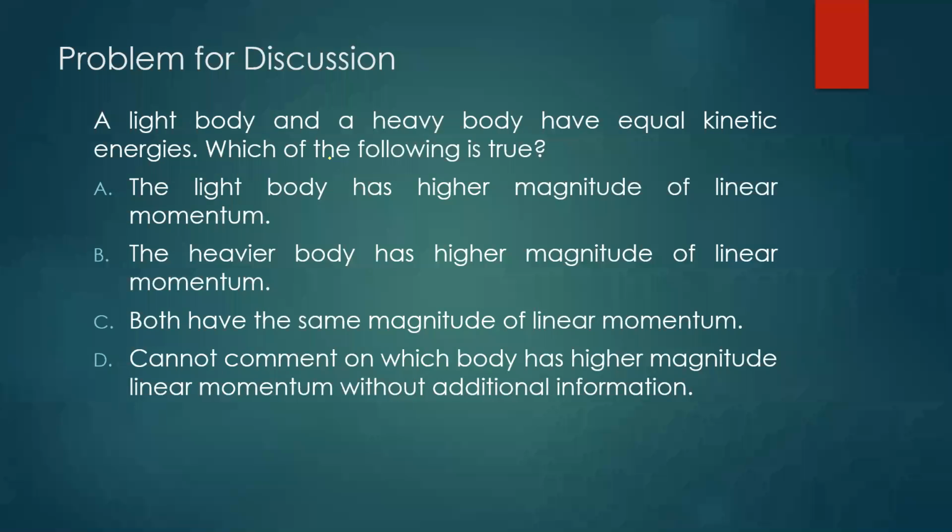So here that expression is useful. I think a little while ago we saw that kinetic energy can be written as p square by 2m. So the momentum you can write as square root of 2mk. They have the same kinetic energy, so the linear momentum is proportional to the square root of mass. So the heavier body should have higher linear momentum. Very nice.